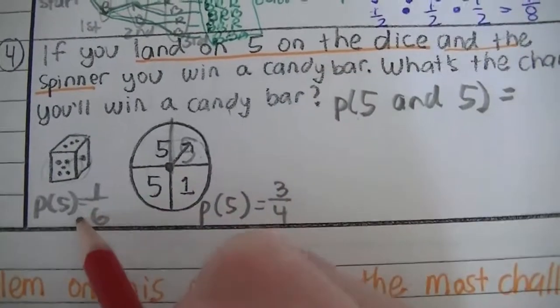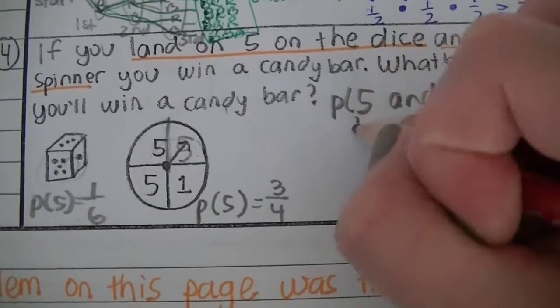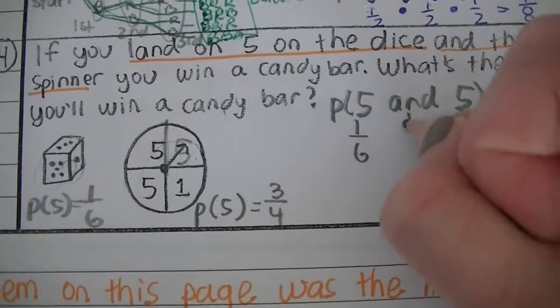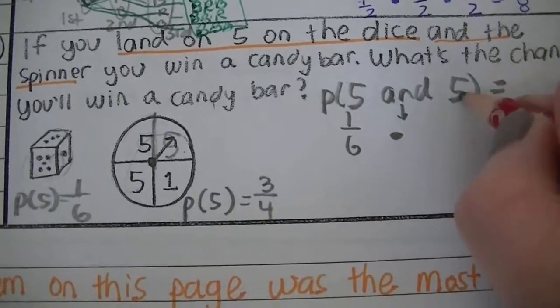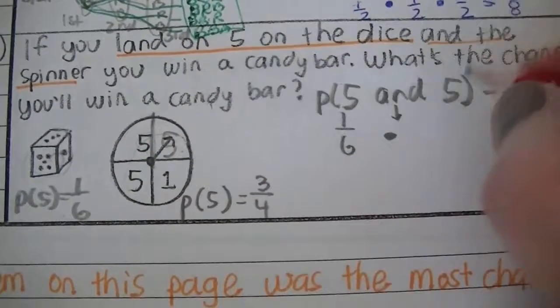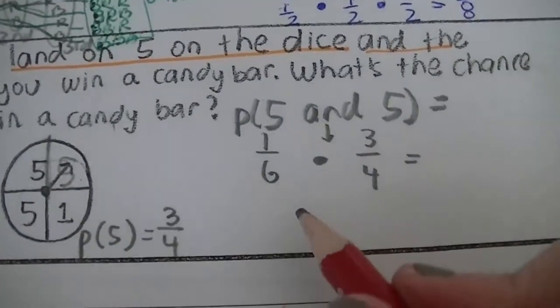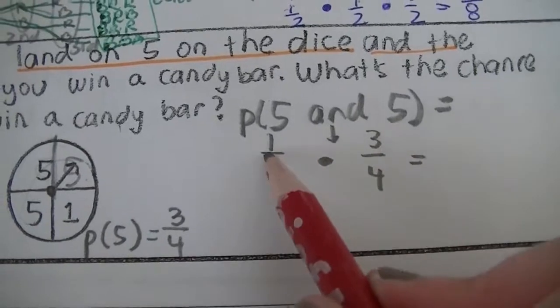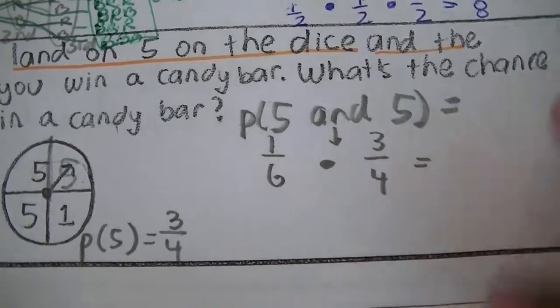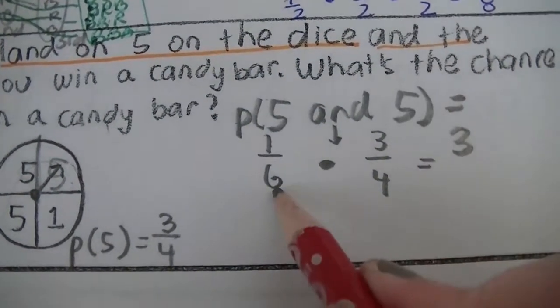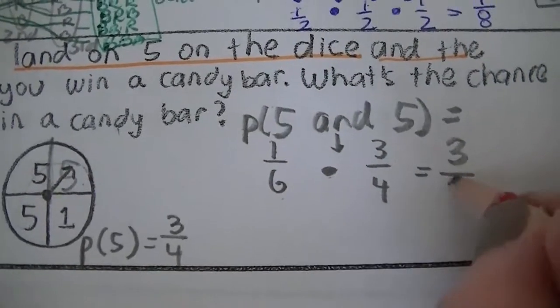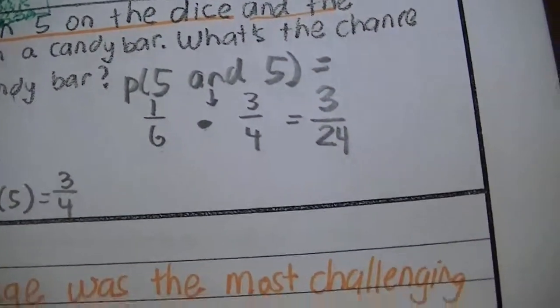Okay, like that. So now we just transfer that information to help us up here. Probability of getting a 5 on the die was 1/6. Remember what "and" means in probability. And then probability of getting a 5 on the spinner was 3/4. So from there, because whenever you multiply fractions, you just go straight across. 1 times 3 is 3. 6 times 4 is 24. Well, go ahead and just simplify this.